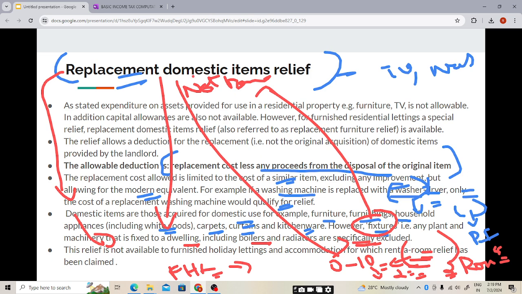So the replacement relief will not be available for the FHL business and rent a room relief. Keeping this in mind, because the FHL business has other rules and the rent a room relief has other rules. We will be studying further. But this replacement domestic relief will be available only for a maximum limit amount, that is similar items, not improving that asset, but modern equipment can be purchased.